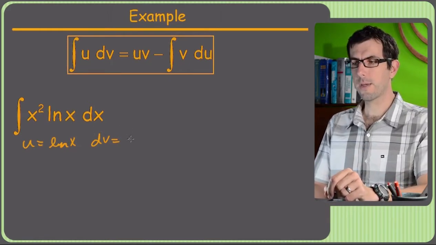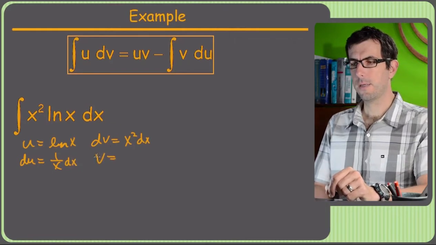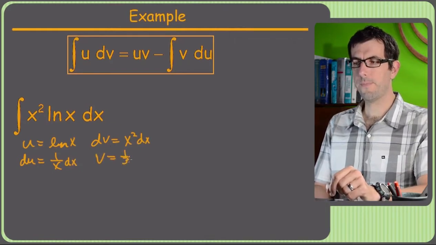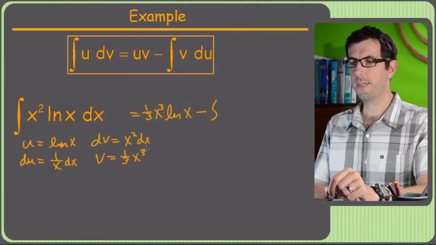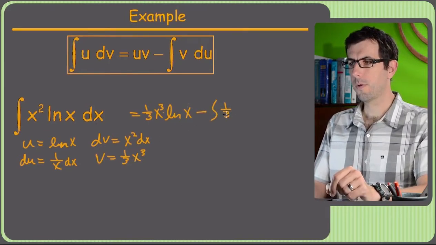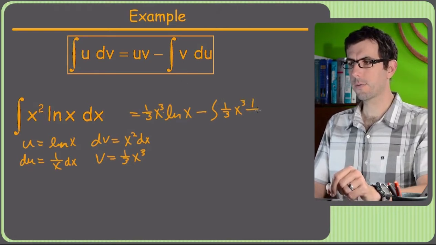So dv is going to be everything else, which is x squared dx. So du equals 1 over x dx again. And v is going to be the integral of x squared, which is 1/3 x cubed. All right, so I'm going to plug and chug through the formula. u is ln of x times v, 1/3 x cubed, minus the integral of v, 1/3 x cubed, times du, which is 1 over x dx.